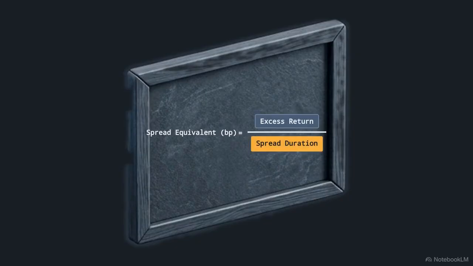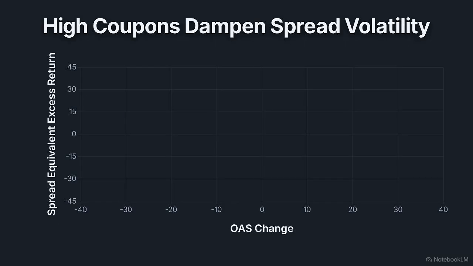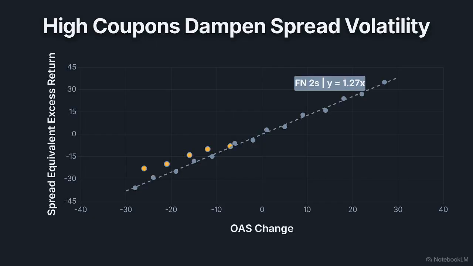The final step in the process translates that excess return into a spread equivalent in basis points, calculated by dividing the return value by the spread duration. This scatter plot maps results for Fannie Mae 2s, plotting 1-month option-adjusted spread changes against spread-equivalent excess returns. Overlaying data for Fannie Mae 6s, the regression slope shifts to 0.92x, revealing how higher coupons respond differently to spread volatility.